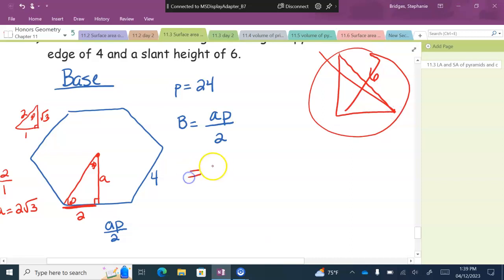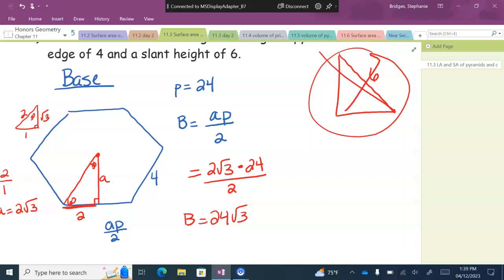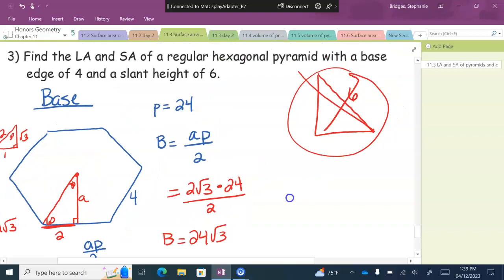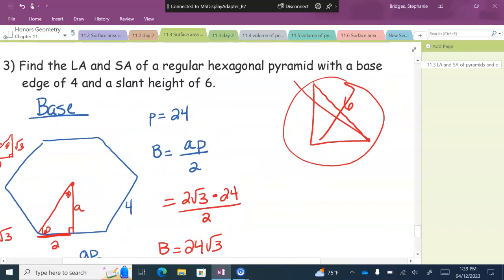So for the area of the base, it is my apothem, which is 2 square roots of 3, times, what did we say the perimeter was? 24. And then we're going to divide that by 2. 2 times 24 is 48. Divided by 2 goes back to 24. So the area of my base is 24 square roots of 3. Now you should have everything we need to find the lateral area and to find the surface area, because we do know the slant height, right? So go ahead, find your lateral area and your surface area.